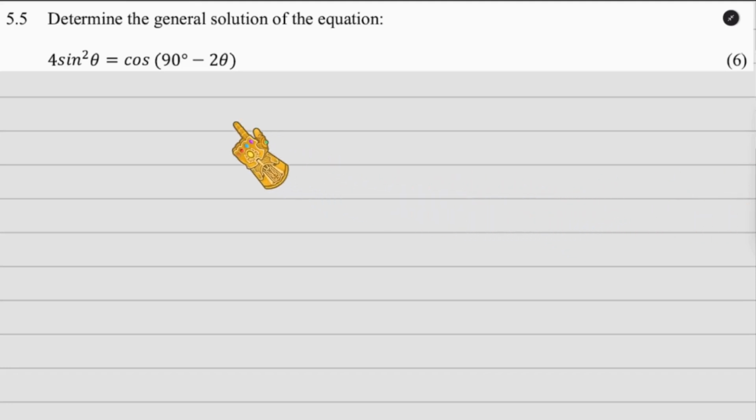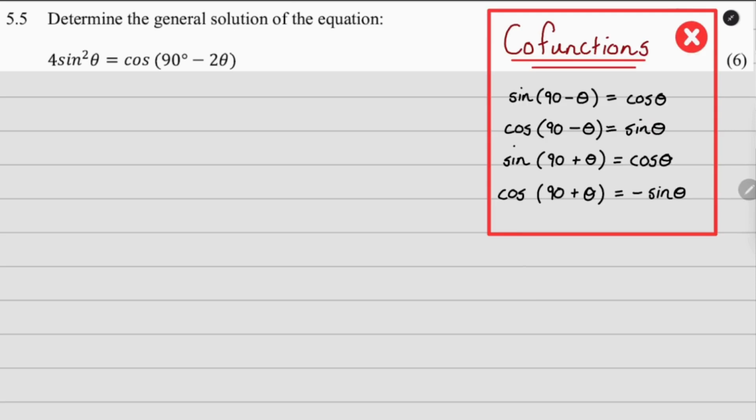In this question, we've been asked to get the general solution of this trig equation over here. So the first thing I see is a 90 minus, so the alarm bells are ringing for cofunctions. So I'm going to grab the list of cofunctions and let's see what we can do with it.